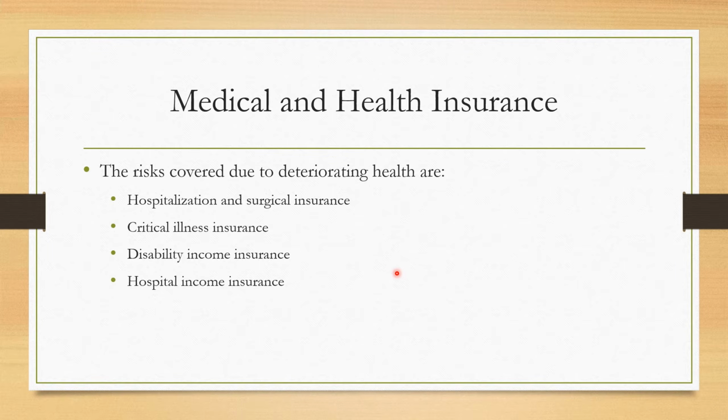Now, for medical health insurance, it covers risk due to deteriorating health. Right? The first one, life insurance, is all about death scenarios. This one is about deteriorating health. For example, hospitalization and surgical insurance, critical illness insurance, disability income insurance, as well as hospital income insurance.